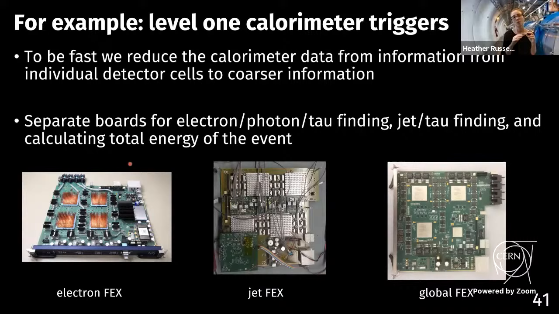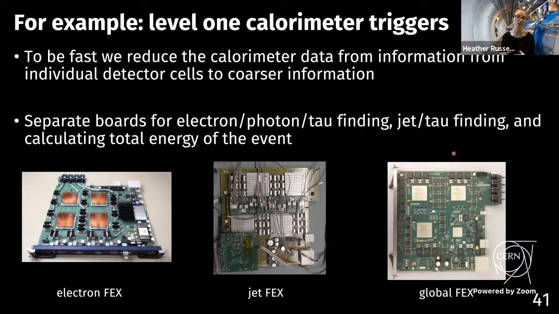So speaking of speed, we have three different types of boards for different purposes. And remember that I said if we make our electronics do one thing very well, it'll do that thing faster. So that's why we have different boards basically for different systems or for different calculations. We have one that finds electrons and photons, one that would find things like jets, and another one that calculates total energy in the event and the global detector. These are different calculations. We have them on different boards to make sure that everything gets done within our limited latency.